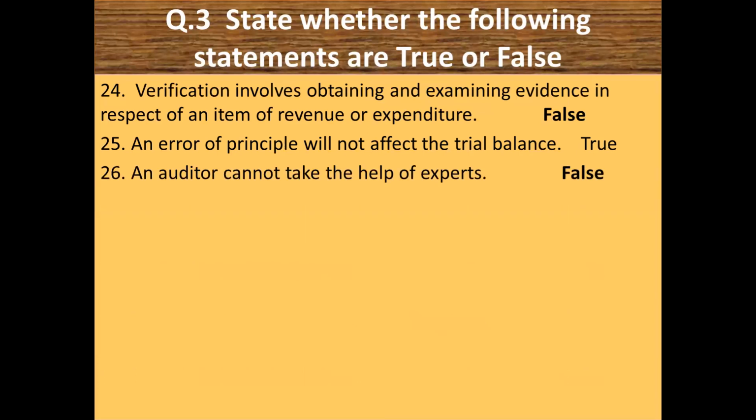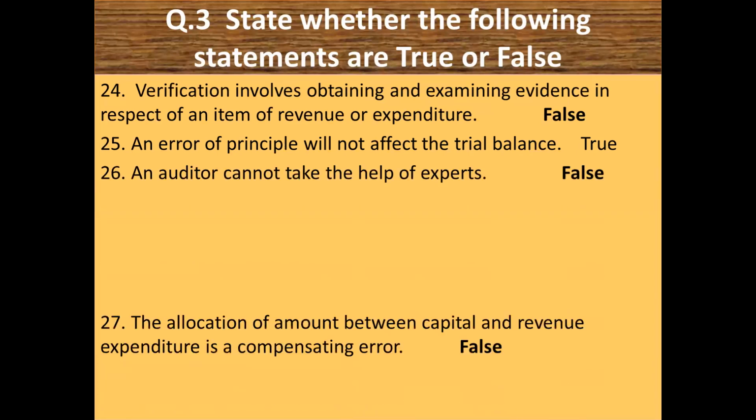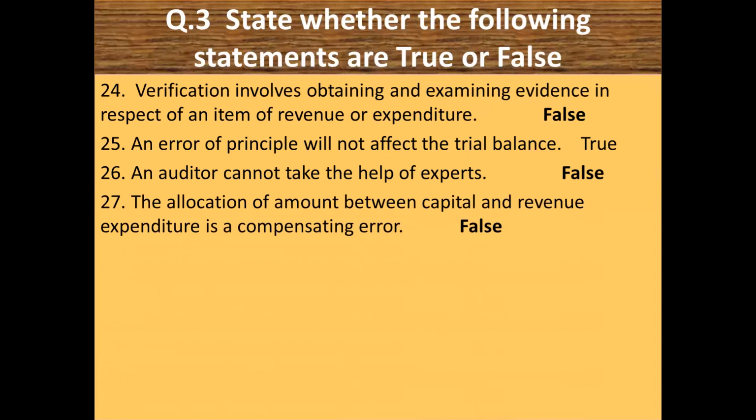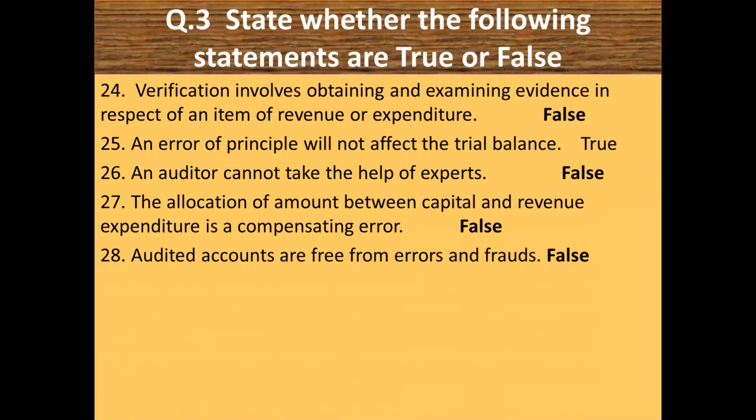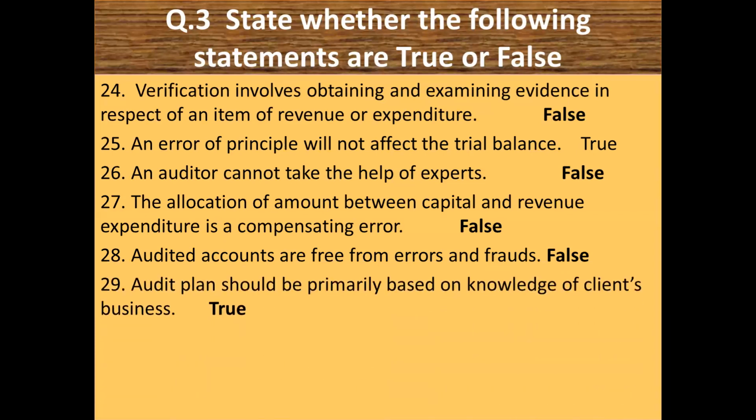Next, 26th is an auditor cannot take the help of expert. False. The allocation of amounts between the capital and revenue expenditure is compensating error. No, it is an error of principle, so it is false. The audited accounts are free from errors and frauds. It is false because though the auditor is expert and he is checking the books of accounts, he is not able to check all 100% books of accounts. And though he checked the 100% books of accounts, he cannot find each and every error or fraud. So that's why this is a false statement.